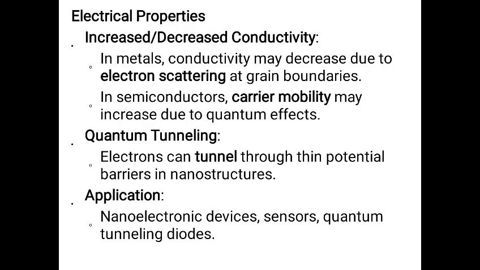Electrical properties. Increased or decreased conductivity. In metals, electrical conductivity may decrease due to electron scattering at grain boundaries, and in semiconductors, carrier mobility may increase due to the quantum effects. Quantum tunneling. Electrons can tunnel through thin potential barriers in nanostructures, and as a result, these have applications in nanoelectronic devices, sensors, quantum tunneling diodes, etc.